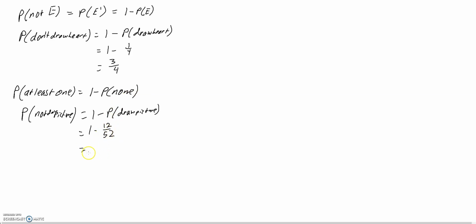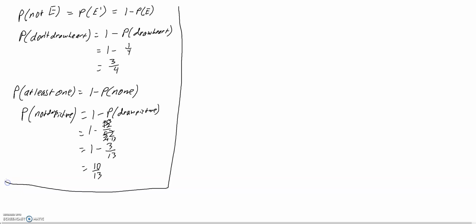Now you'll note here this is 1 minus these share a factor of 4. This is 4 times 3. This is 4 times 13. Cancel these. So this is 1 minus 3/13. Okay. Now note that 1 is the same as 13/13. So 13/13 minus 3/13 is 10/13. Okay. So the probability that I am not given a picture card if it's randomly dealt to me is 10/13.